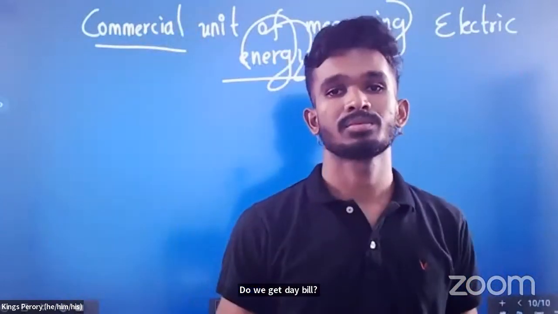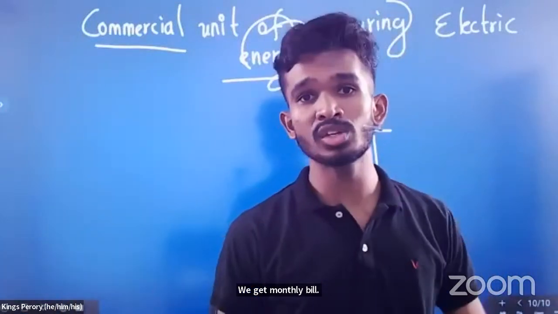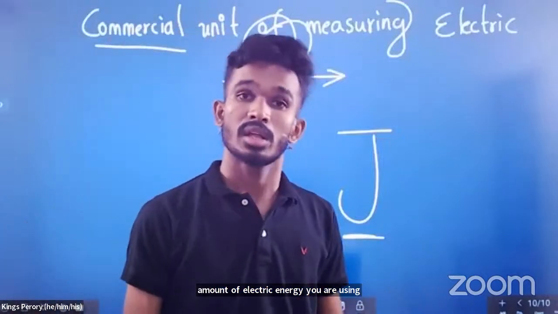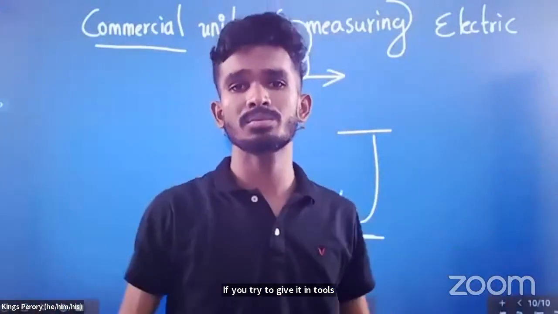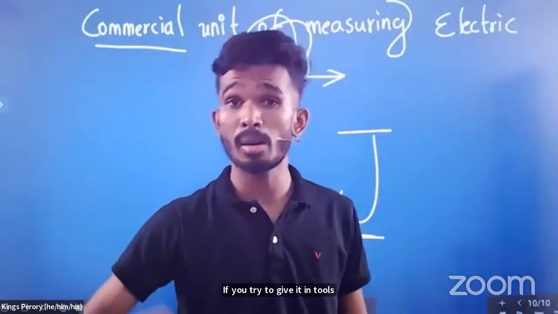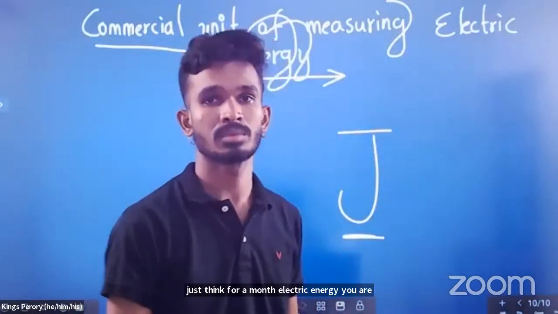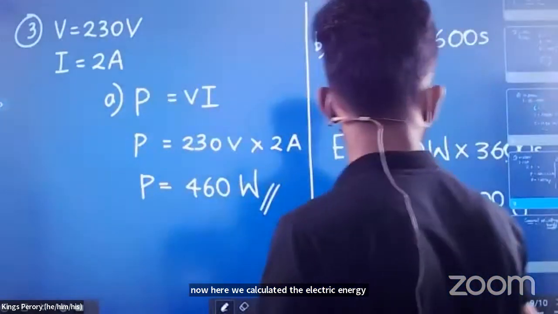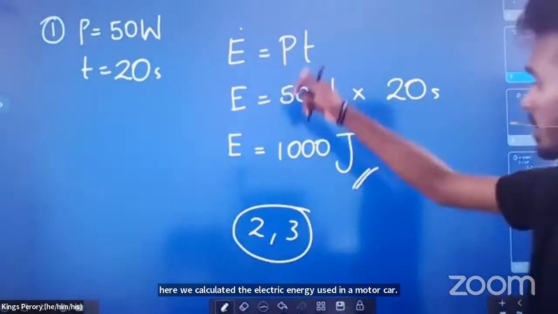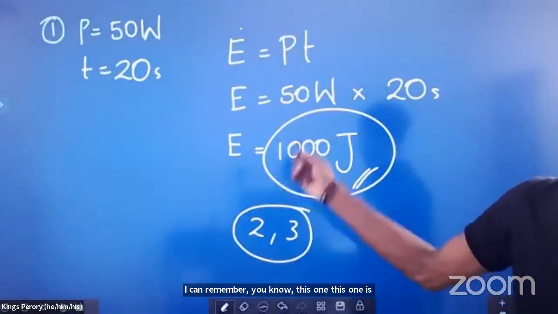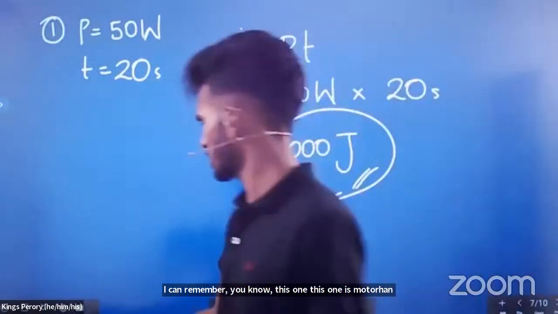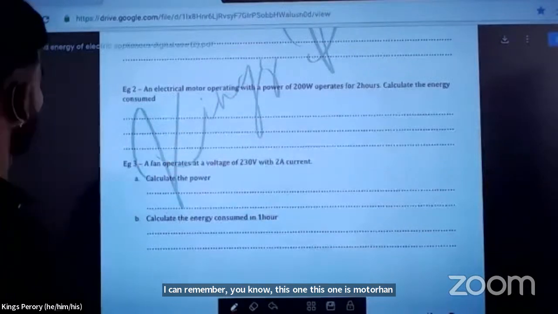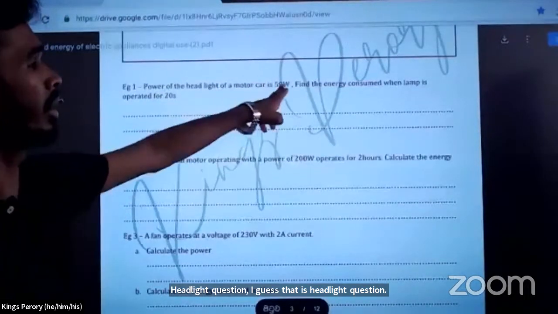For a month, the amount of electric energy you are using, if you try to give it in joules, that will give a big value, no? Just think, for a month electric energy you are using. Now, here we calculated the electric energy used in a motor car. I can remember, the headlight question, I guess. Yeah, headlight of a motor car.